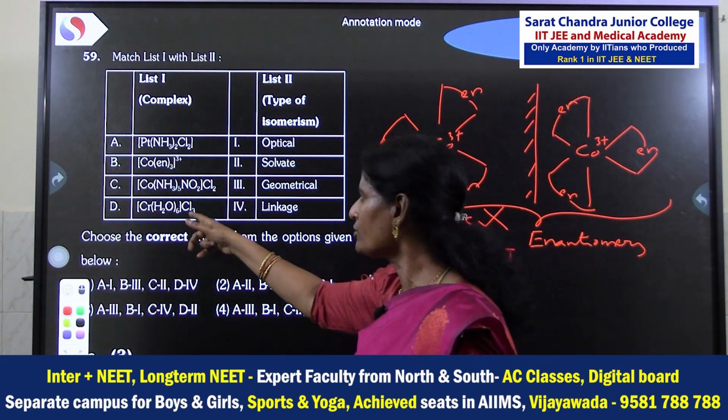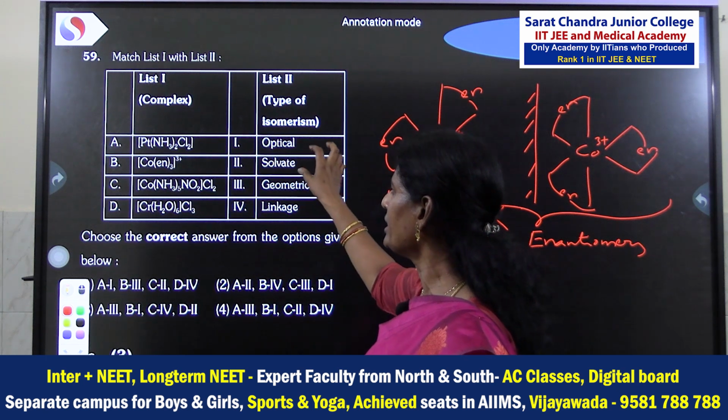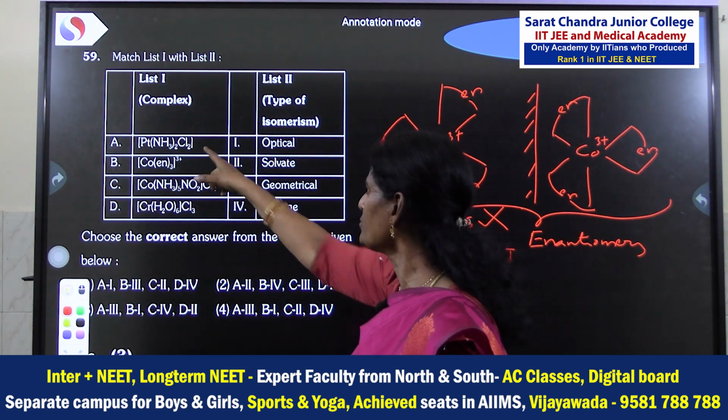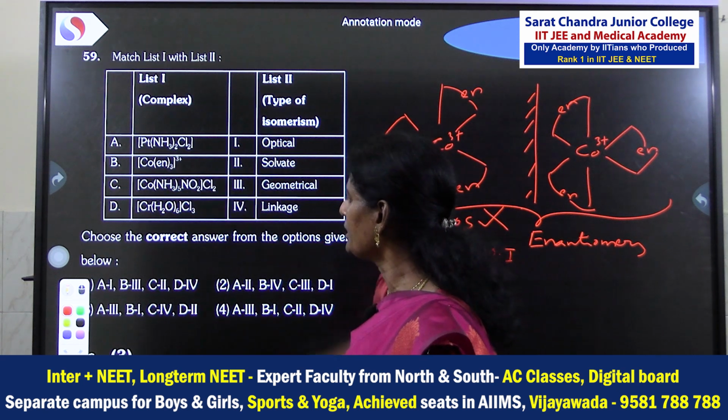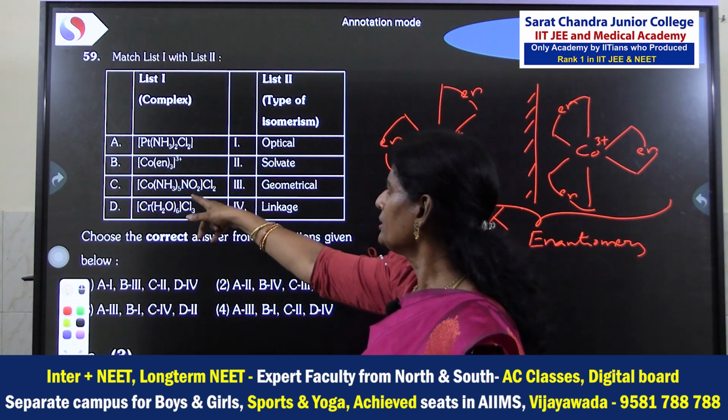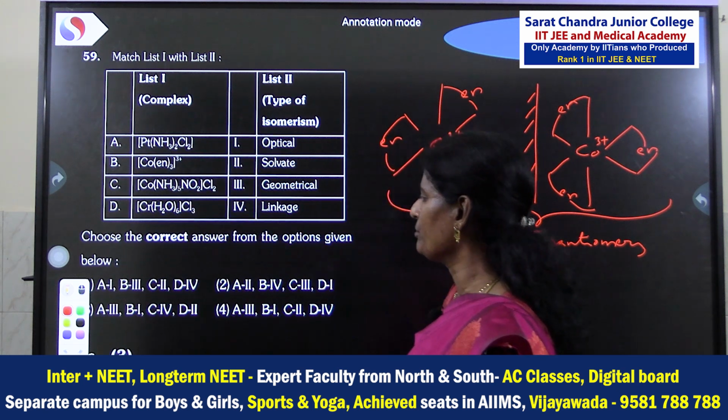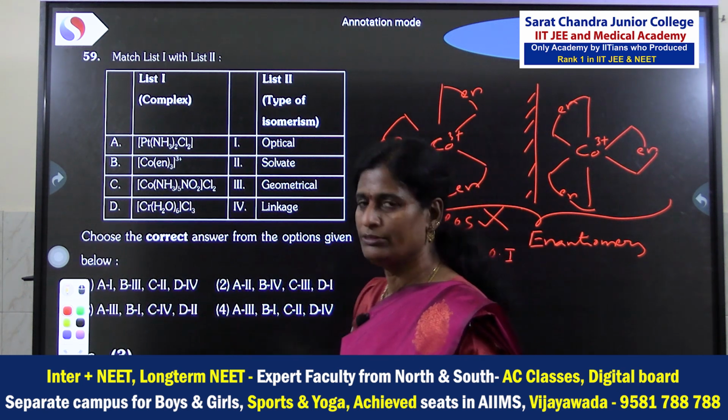So therefore the last complex shows solvate isomerism, and the first one shows geometrical isomerism, the second one optical isomerism, and the third one is linkage isomerism. So the correct option is the third one.